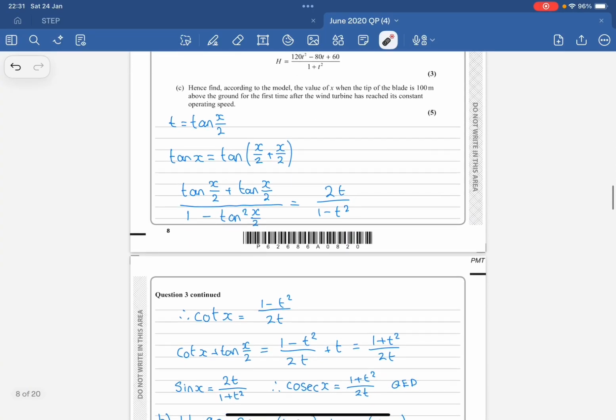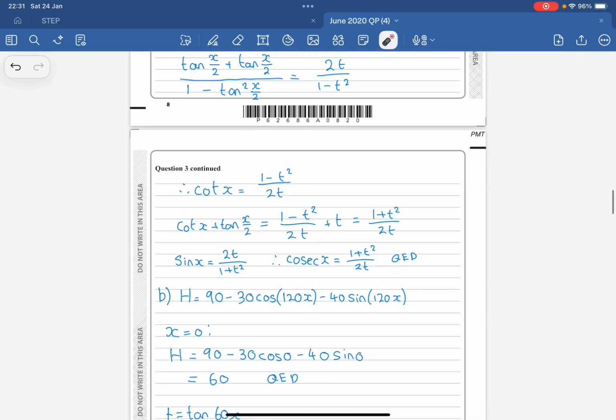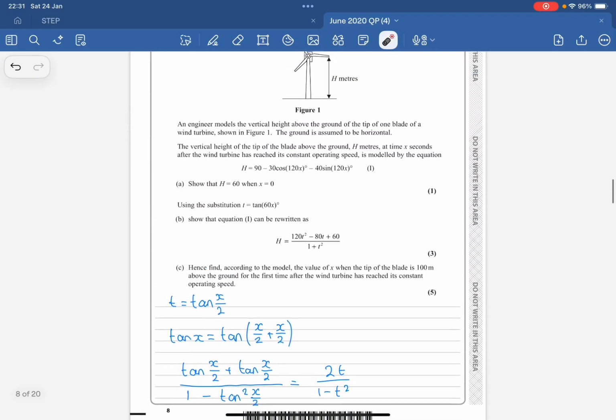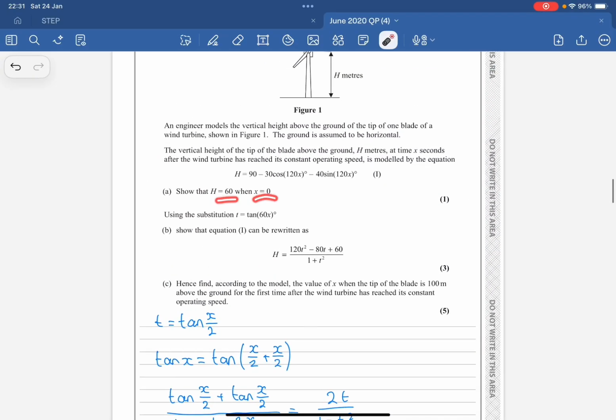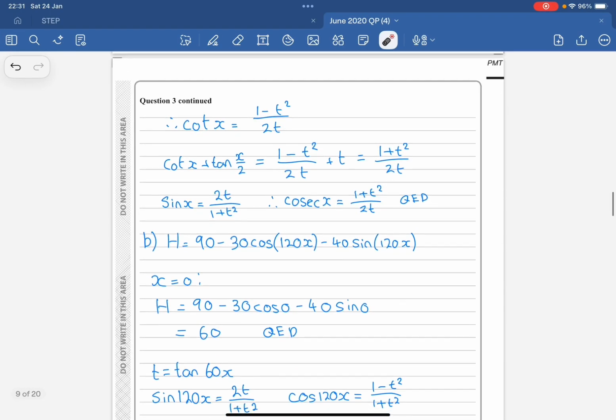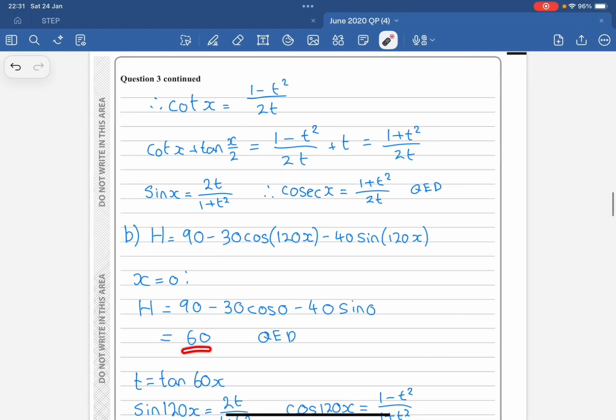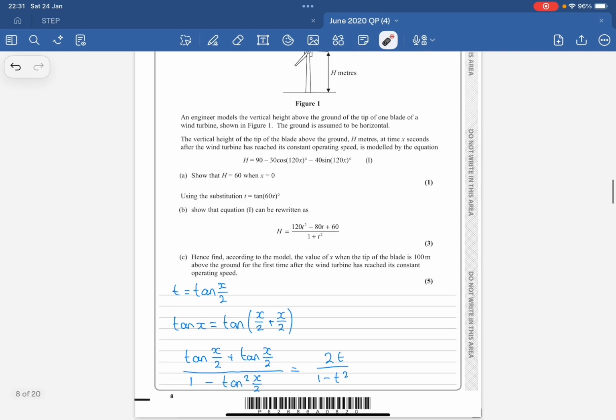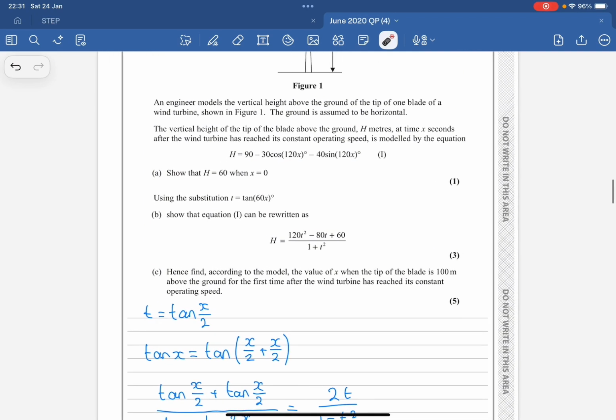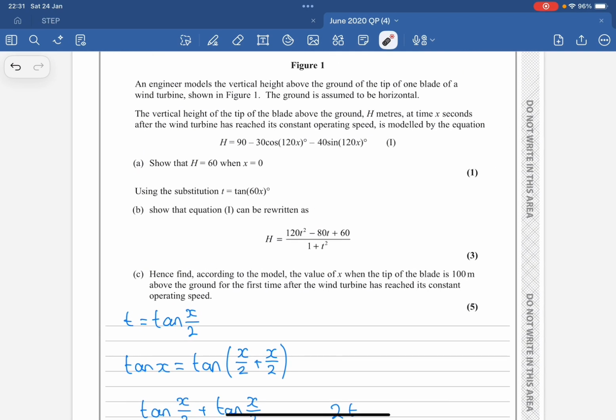Next part. Oh, that's meant to say A, oh well. We're basically saying, when x is 0, what is h? All we have to do is sub 0 into these. Very, very simple. That just tells us 90 minus 30, which is just 60. Cool.